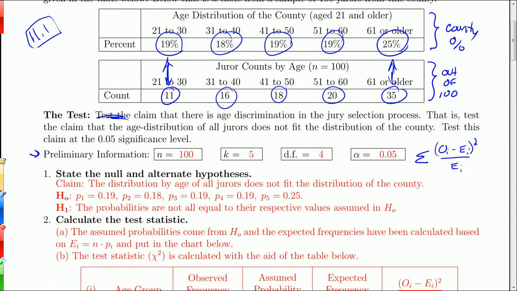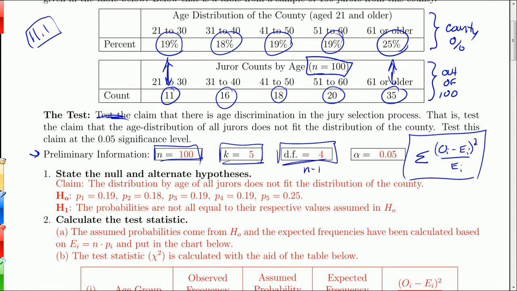We're going to create a table of observed and expected frequencies and then calculate this test statistic. But here's some preliminary information. The total number of observations, the total number of trials here, is 100. That's our sample size. The number of different categories is 5, the 5 different age brackets. Degrees of freedom is just the number of categories minus 1 for this type of test. And we're going to conduct this test at the 0.05 significance level.